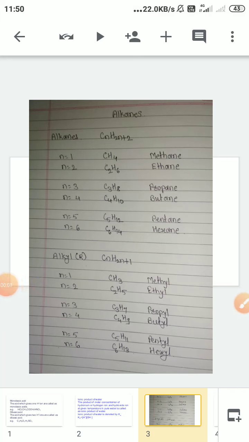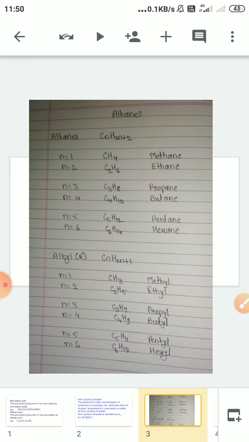Hello friends, today we are going to start organic chemistry, but before starting any particular chapter, I would like to clear some concepts or to revise the functional groups. Now alkanes are the basic compounds of organic chemistry. In organic chemistry, we are going to study the chemistry of carbon and hydrogen compounds, and the basic compounds are alkanes.